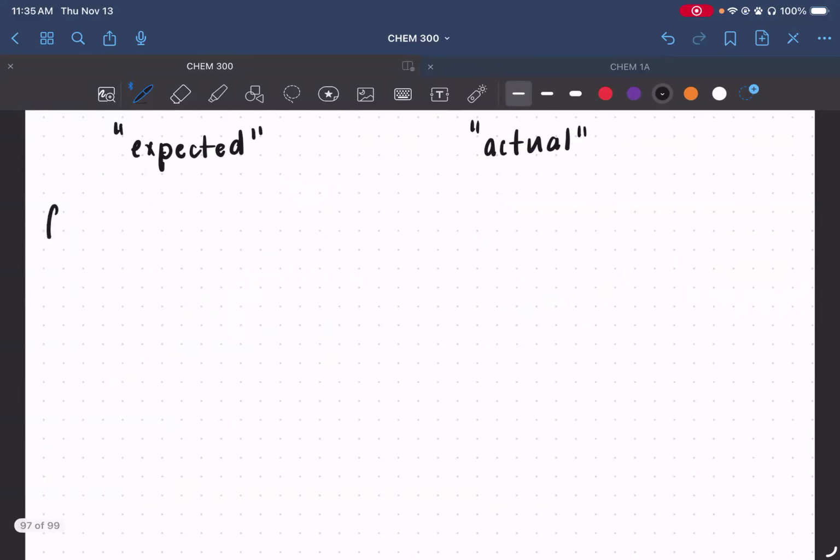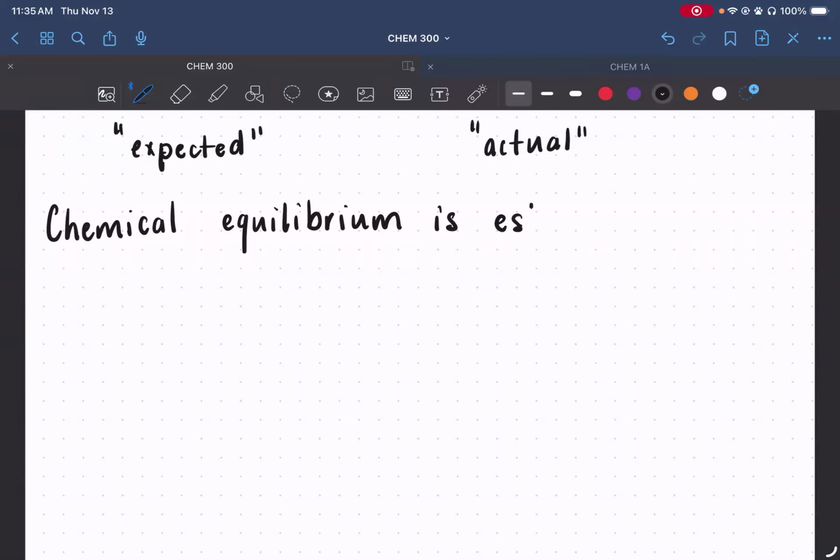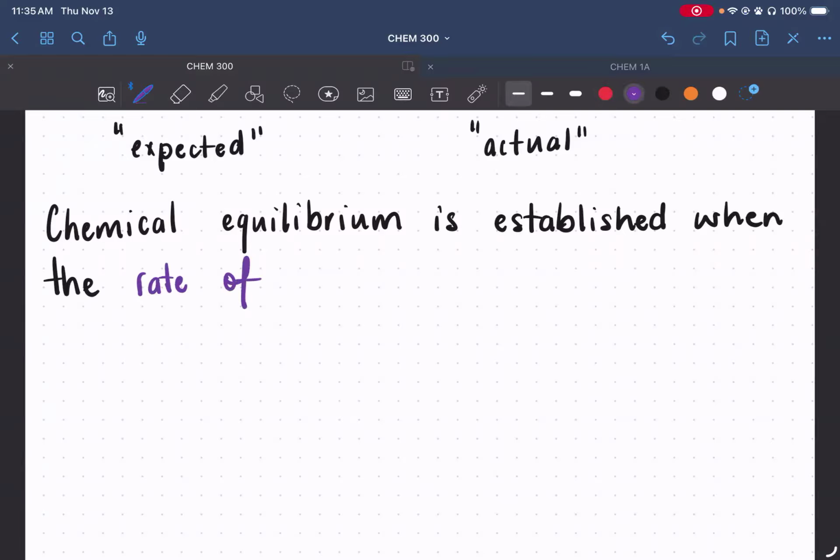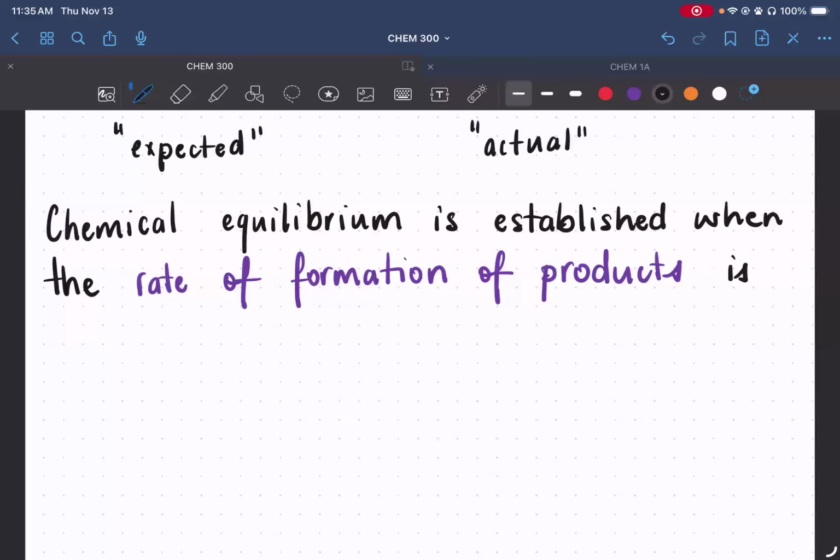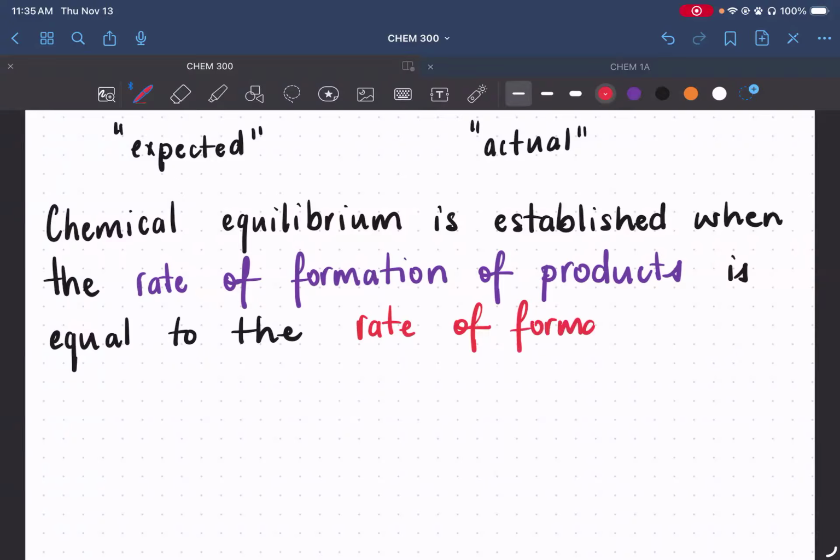We can give it a much more formal description as follows. Chemical equilibrium is established when the rate of formation of products is equal to the rate of formation of reactants.